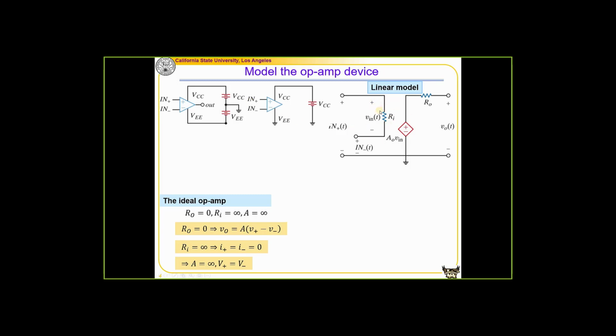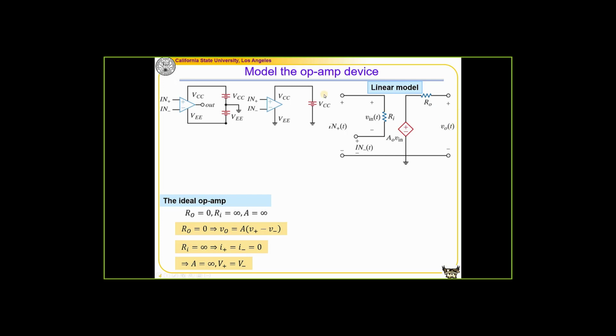The same thing for the input end: we model it as one resistor between the in plus and in minus terminals. Between the output of this dependent source and the output that you're going to use to drive any additional loads, there is one resistor with a value of RO. RI is the input resistance, and RO is the output resistance. The concept of the linear model is that it models the opamp as a voltage dependent source.